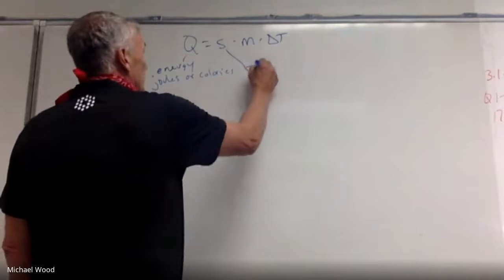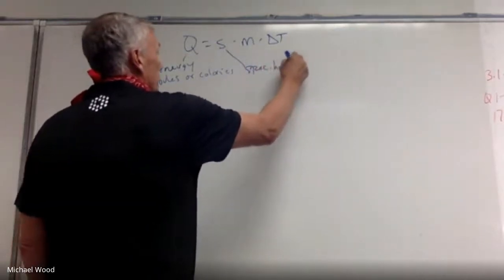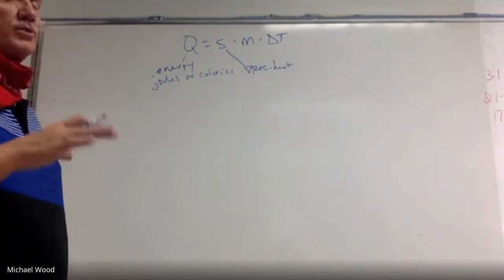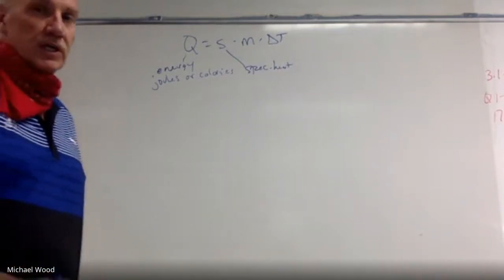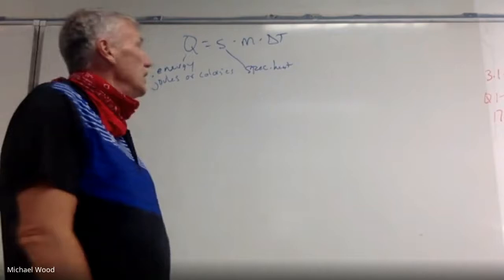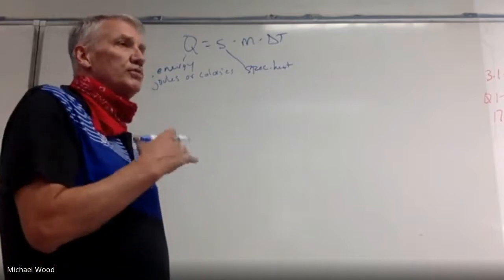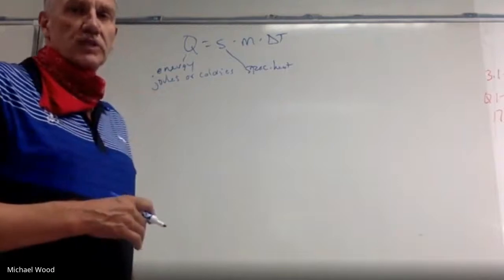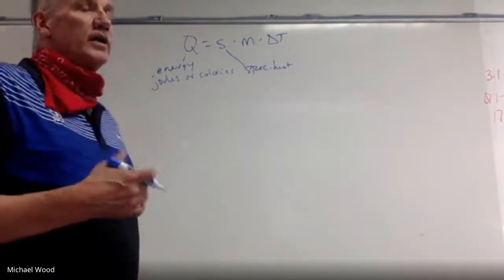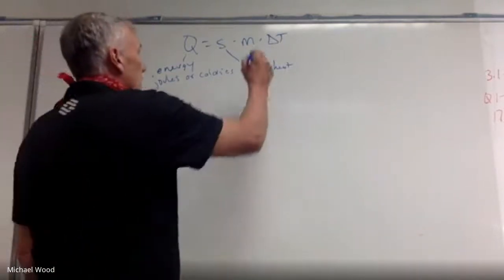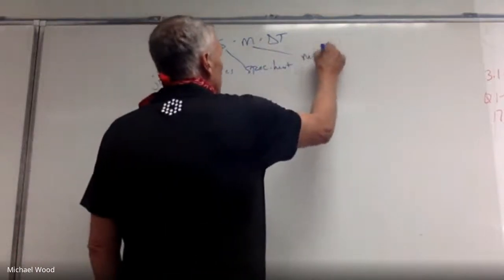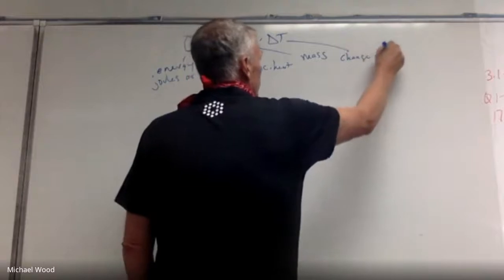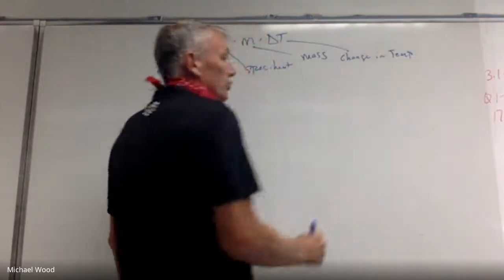S is the specific heat. Remember, the specific heat measures the amount of energy required to change 1 gram of a substance by 1 degree Celsius. I always think specific heat measures how much a substance's temperature fluctuates. Something like a metal has a low specific heat, so its temperature fluctuates a lot. Something like water has a high specific heat, so it doesn't fluctuate a lot. M is mass, and delta T is the change in the temperature.